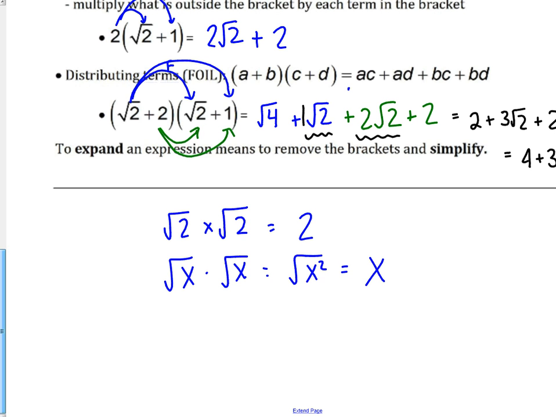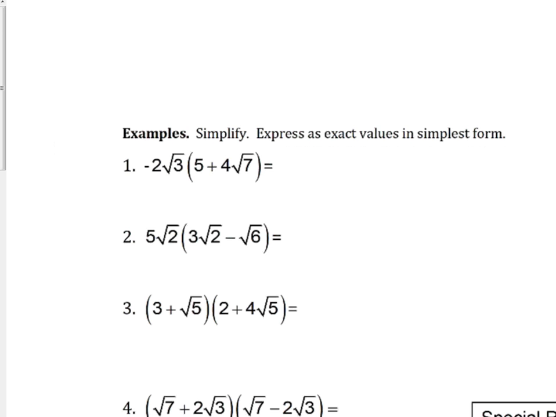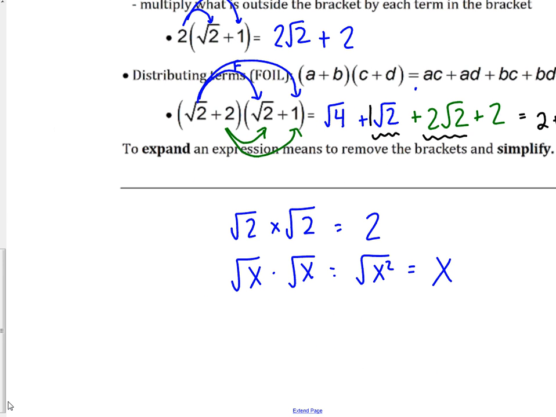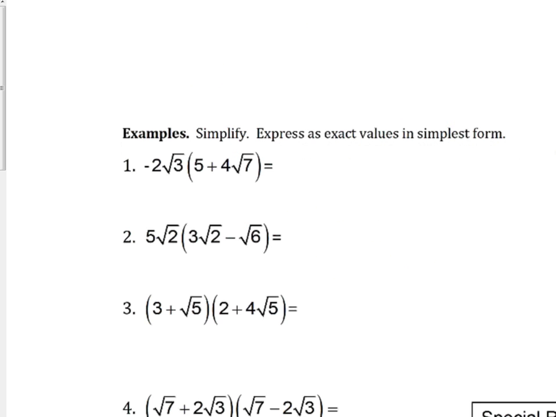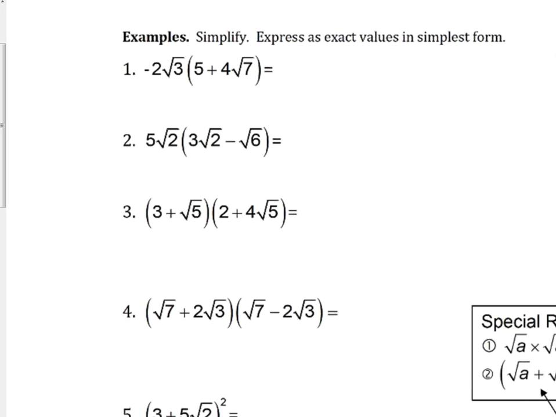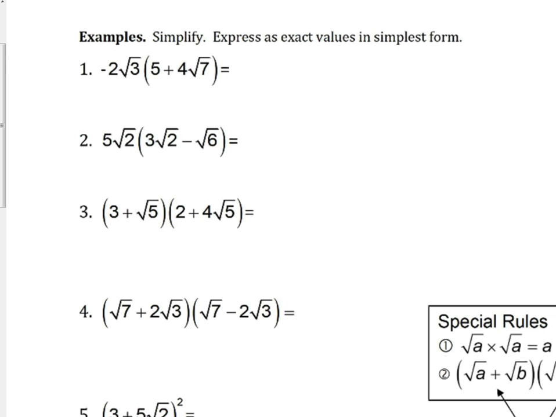You having fun yet? It is. It's just like taking FOIL and radicals and boom. It's beautiful. Easy. Okay, so to expand, last little note there was to expand an expression means to remove the brackets and simplify. So let's expand and simplify. Whole bunch of practice.